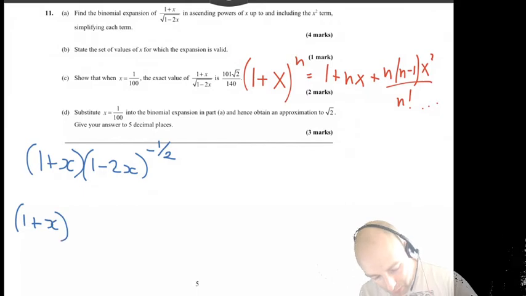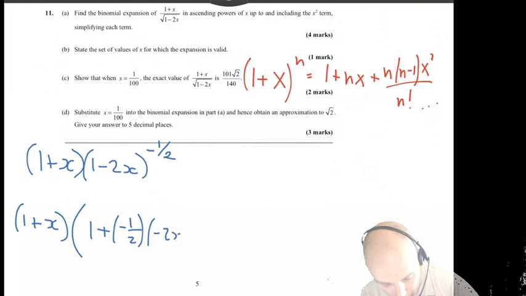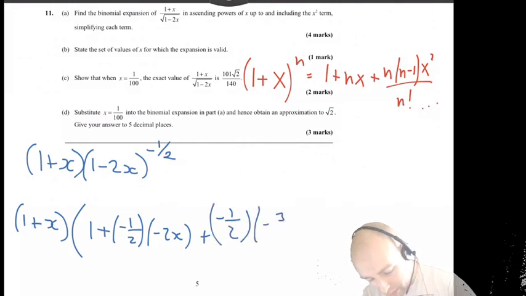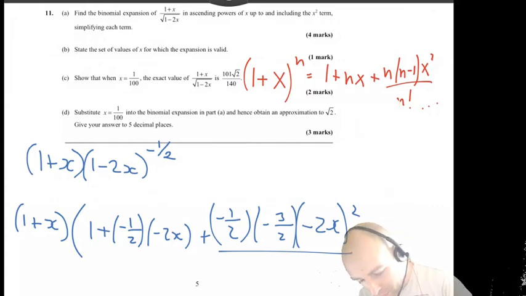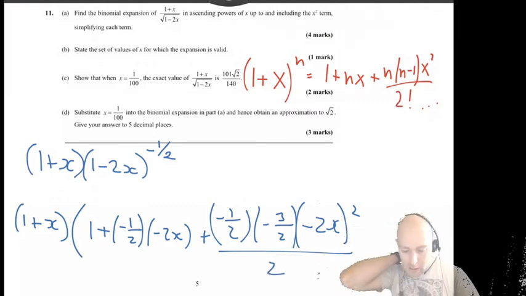This bracket is going to become 1 plus minus a half times minus 2x. We're going up to the x squared term, so one more term after this, plus minus a half times minus 3 over 2 times minus 2x squared over, that should say 2. That should be 2 factorial, divided by 2. So we should get to there.